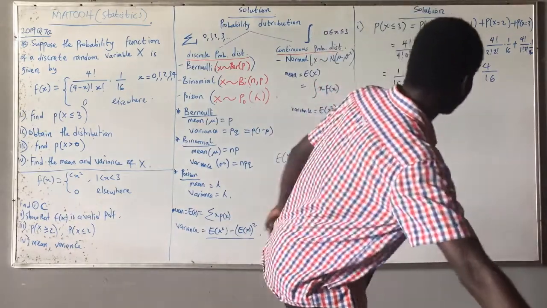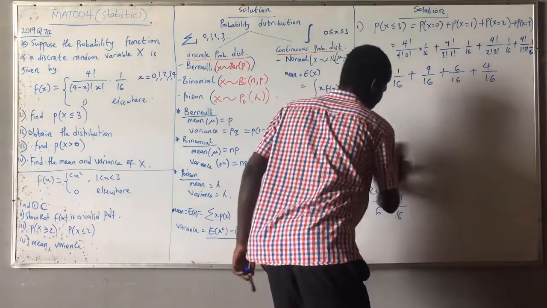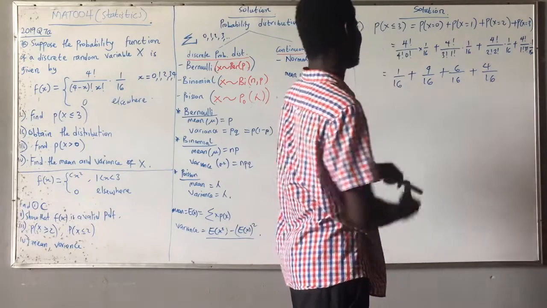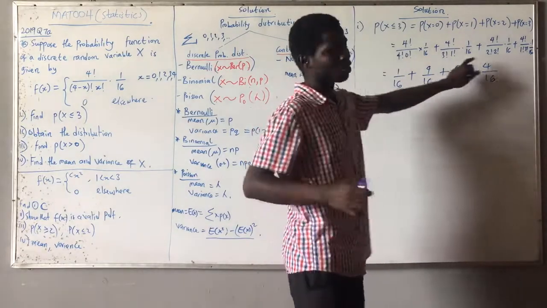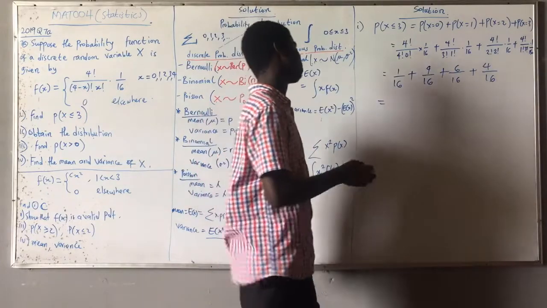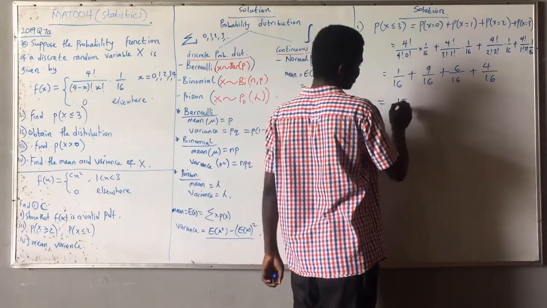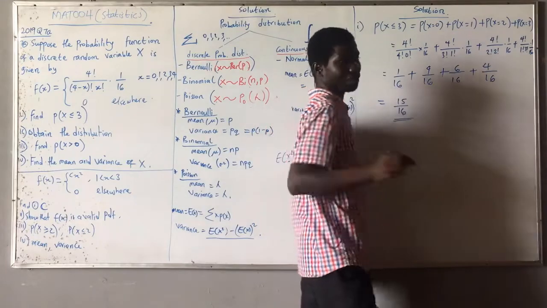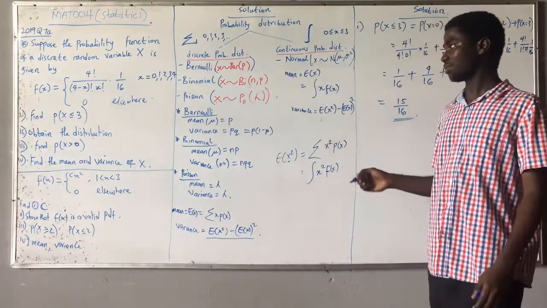So I have 4 over 16 in this place. So I have 6 plus 4, 10, plus 4, 14, plus 1, 15. So I have 15 over 16. The answer is 15 over 16. So that first question they asked me, the answer is 15 over 16.